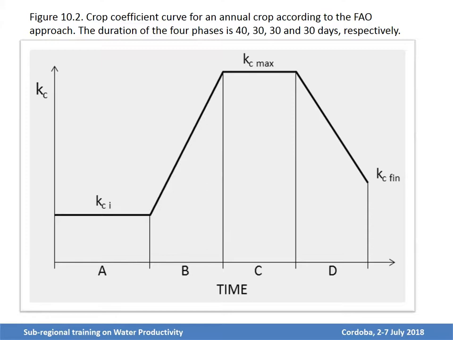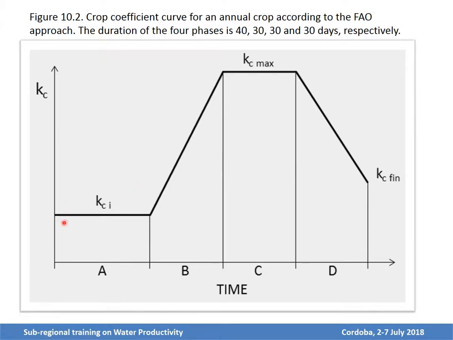Here we see the Kc, crop coefficient curve as a function of time. To define this curve, we need the duration of these four stages, A, B, C, D, which are the four intervals which we use to divide the crop cycle.